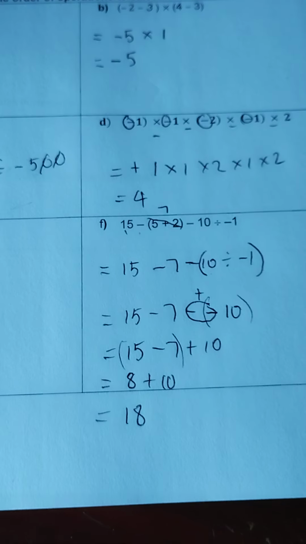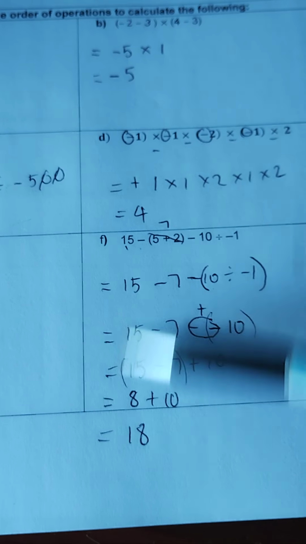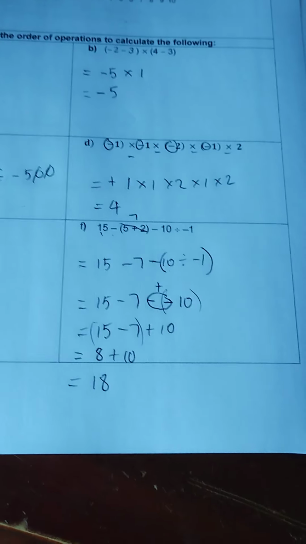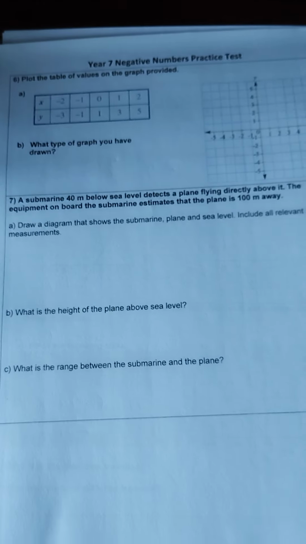Alrighty. So just also make sure your working out is nice and clear. 1 equal sign per line. And you rewrite what's left. So here we did one step at a time. Alrighty. And next few questions. This is our last lot of questions.